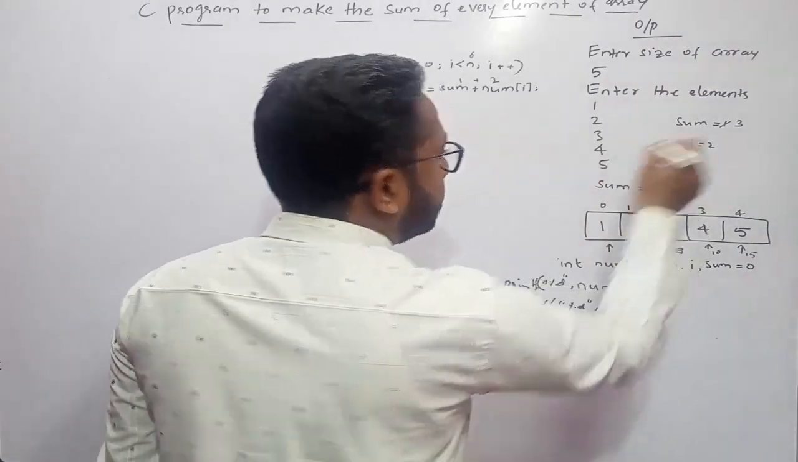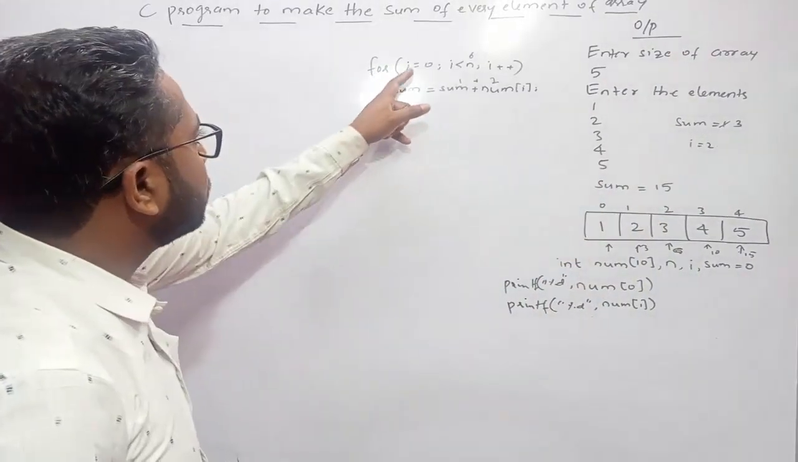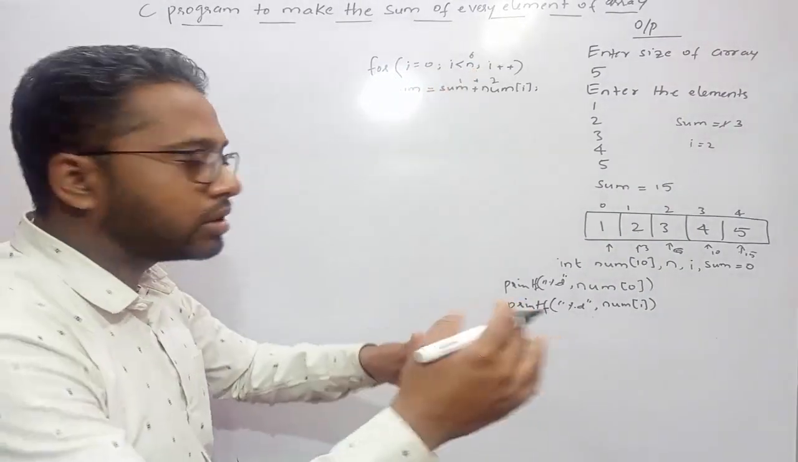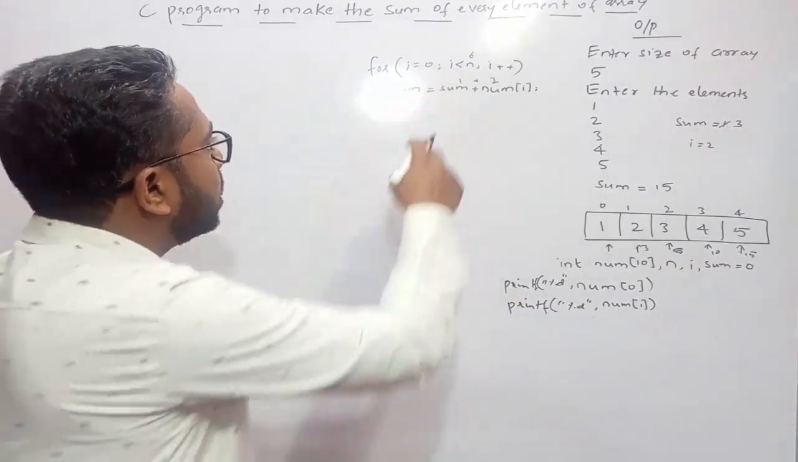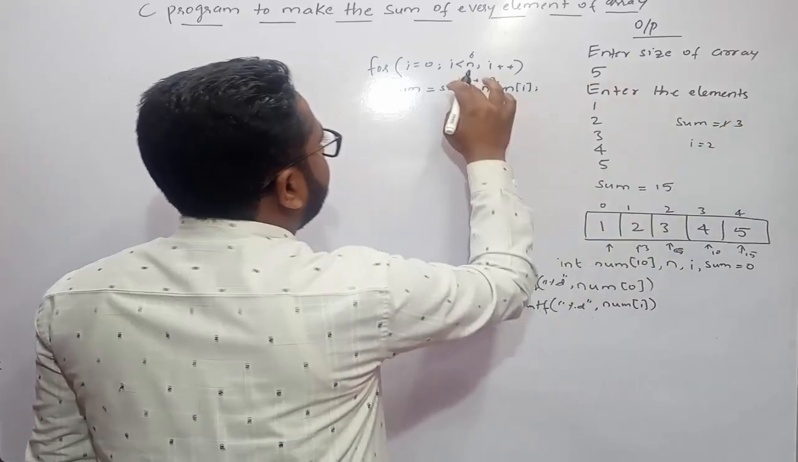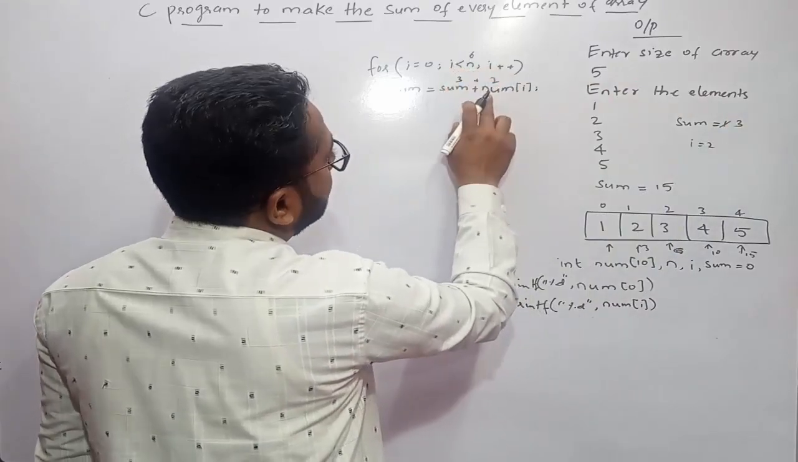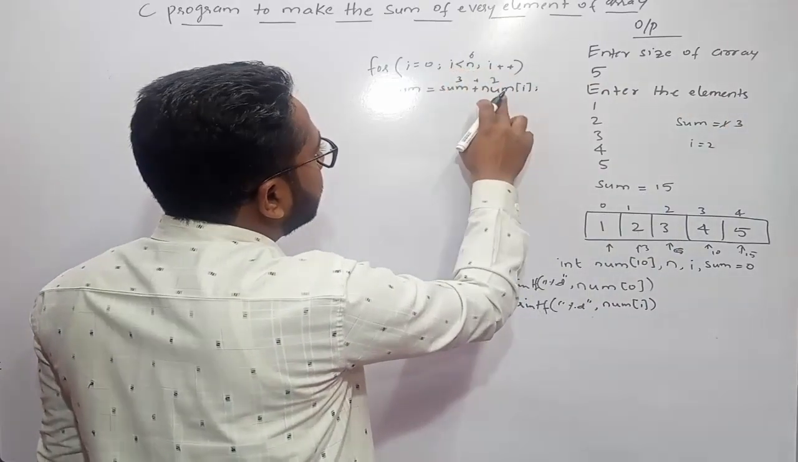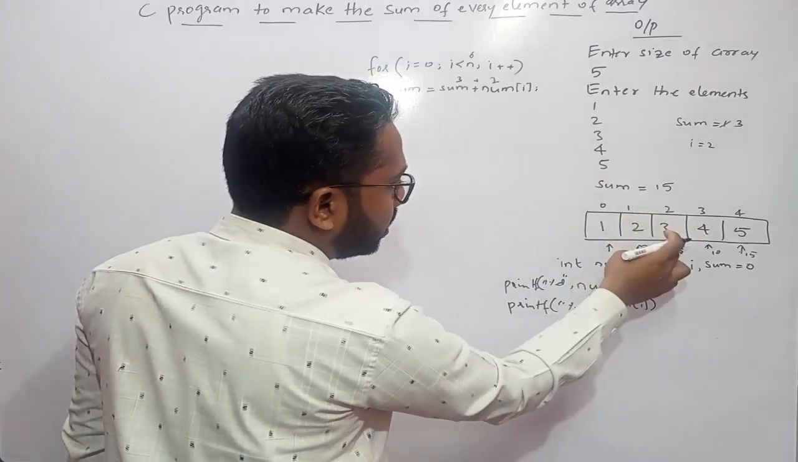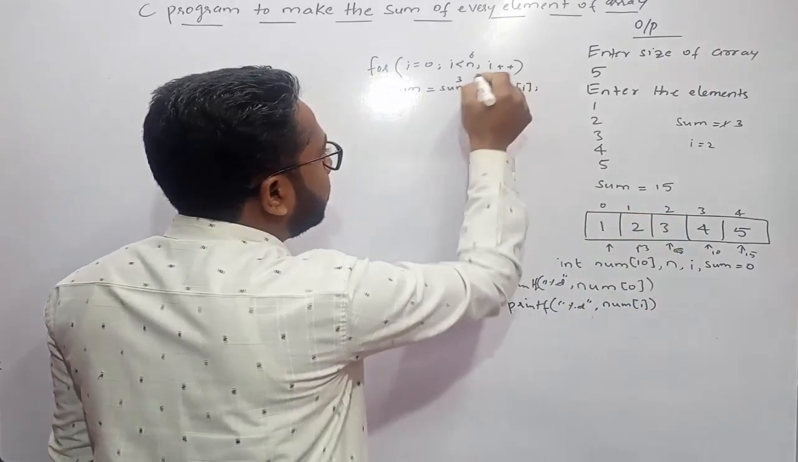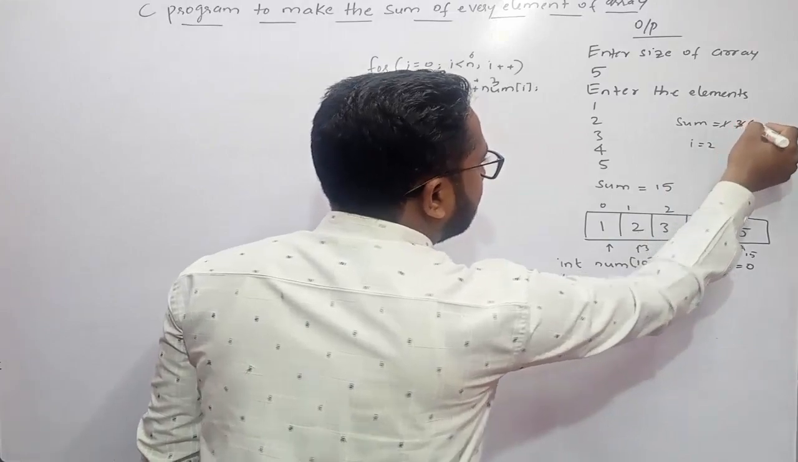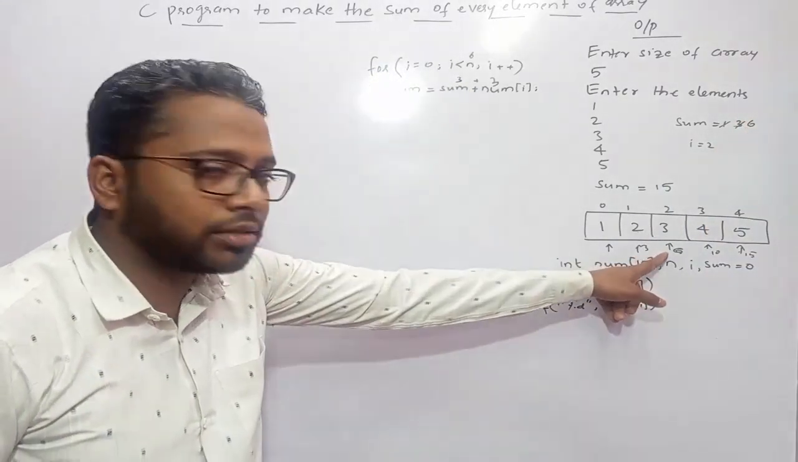I becomes 2. For the value of I equals 2, 2 is less than 6, the condition becomes true. That's why control will come inside the for loop. So sum is 3. Here 3 plus num of I, where I is 2. So num of 2 is this value 3. So 3 plus 3, 6. So now sum becomes 6. I am here at this position.